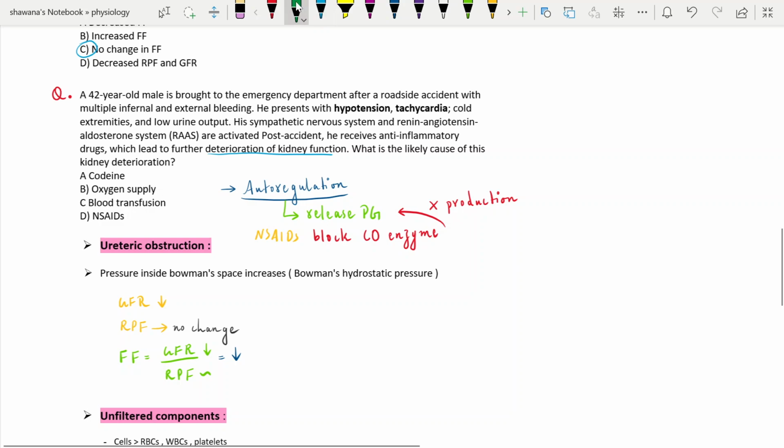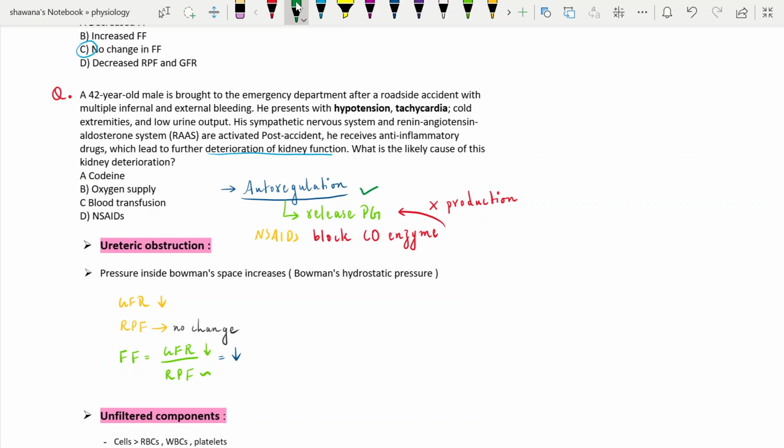When there is hypovolemic shock, there is sympathetic nervous stimulation and it will cause vasoconstriction of the arterioles. But the kidney has its autoregulatory mechanism and it releases prostaglandins, right? And prostaglandins will dilate that constricted arteriole.